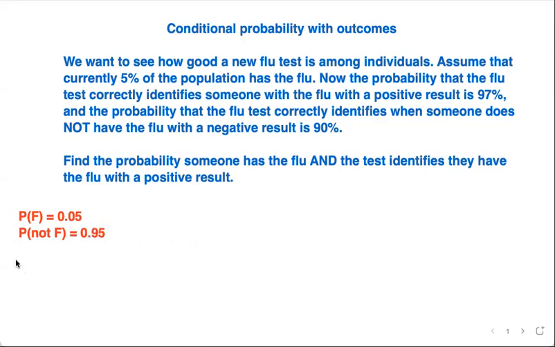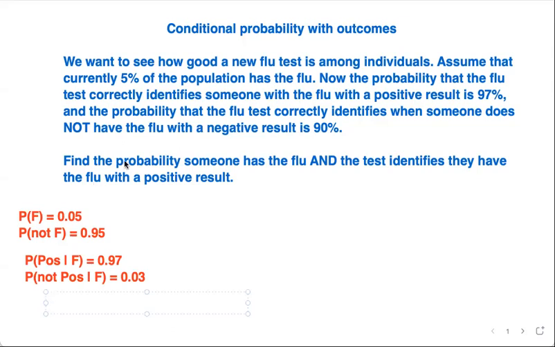That is one combination. Now, the probability that the flu test correctly identifies someone with the flu with a positive result is 0.97. That is a conditional probability. That's the probability that you get a positive result given you have the flu. That's what you want. You want to get a positive test if you have the flu, and that's going to be 0.97. But occasionally, you might not get a positive test. So the probability of not getting a positive test, given you have the flu, that means it was misdiagnosed, is 0.03. That's the complement. And that's the next combination, the next pair.